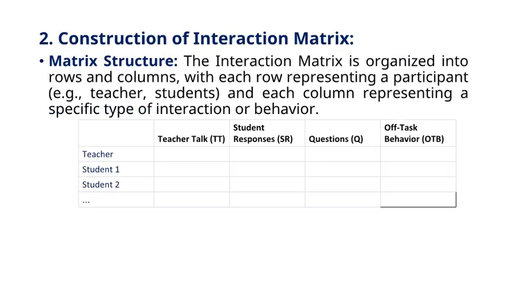2. Construction of interaction matrix, matrix structure. The interaction matrix is organized into rows and columns, with each row representing a participant, e.g., teacher, students, and each column representing a specific type of interaction or behavior. Teacher talk, TT. Student responses, SR. Questions, Q. Off-task behavior, OTB.